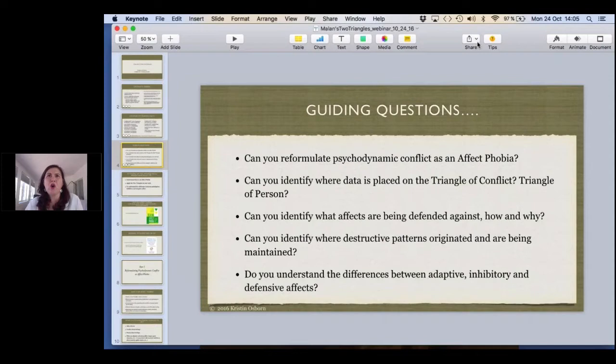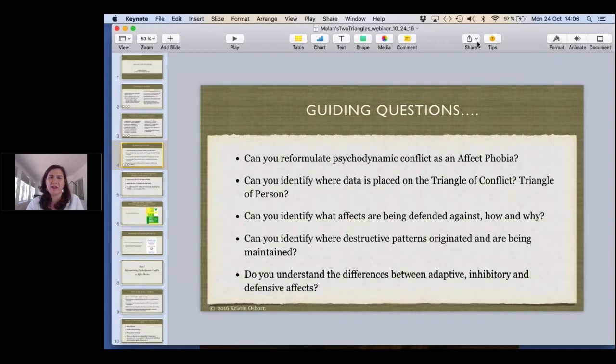That would be, what is the origin of the affect phobia and how is the affect phobia being maintained in everyday life? Then we'll also, just like our last webinar, focus in on the differences between adaptive, inhibitory, and defensive affects.